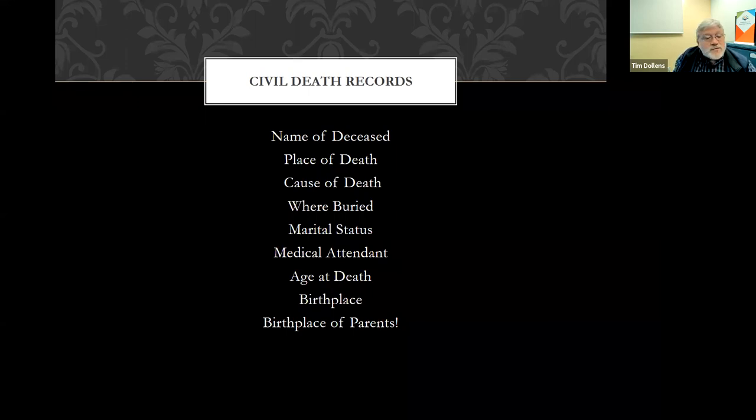It might be something that runs in your family that might be of interest to you for your heart, for your family health record.